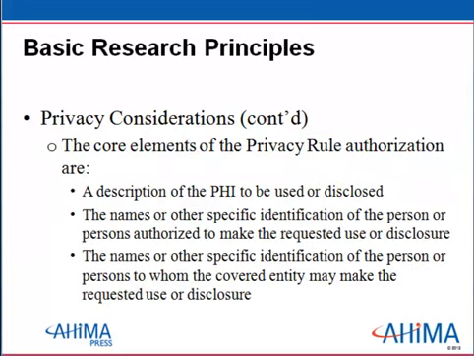The core elements of the privacy rule authorization include a description of the PHI to be used or disclosed, identifying the information in a specific and meaningful manner. It should also include the names or other specific identification of the persons authorized to make the requested use or disclosure. It should also include the names or other specific identification of the persons to whom the covered entity may make the requested use or disclosure.